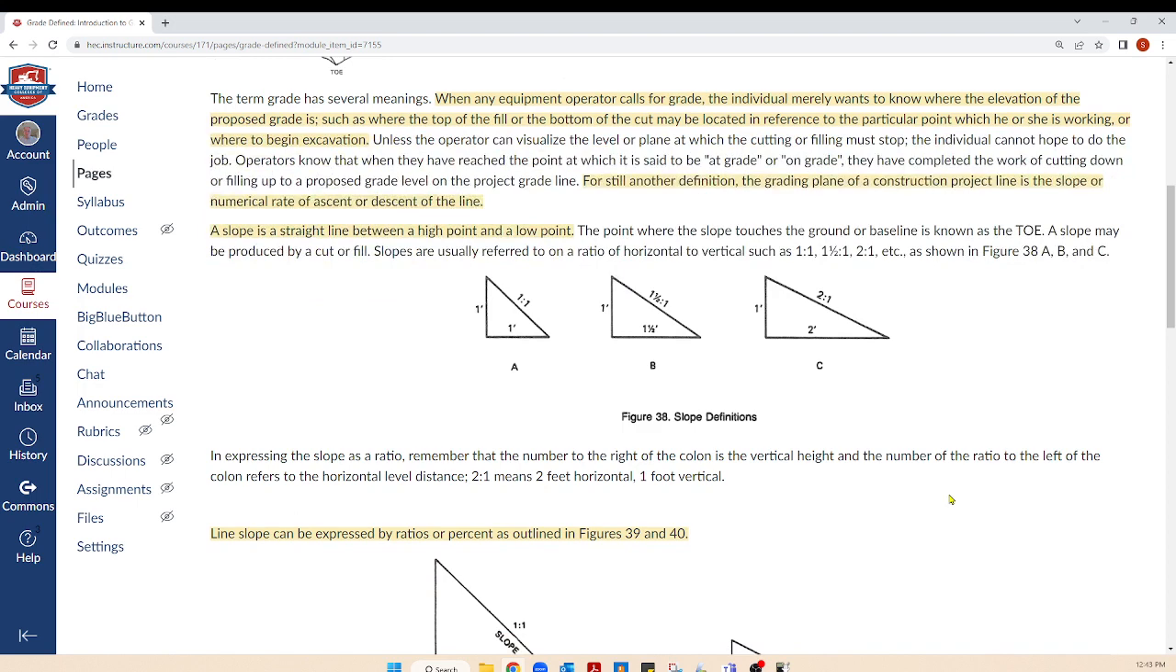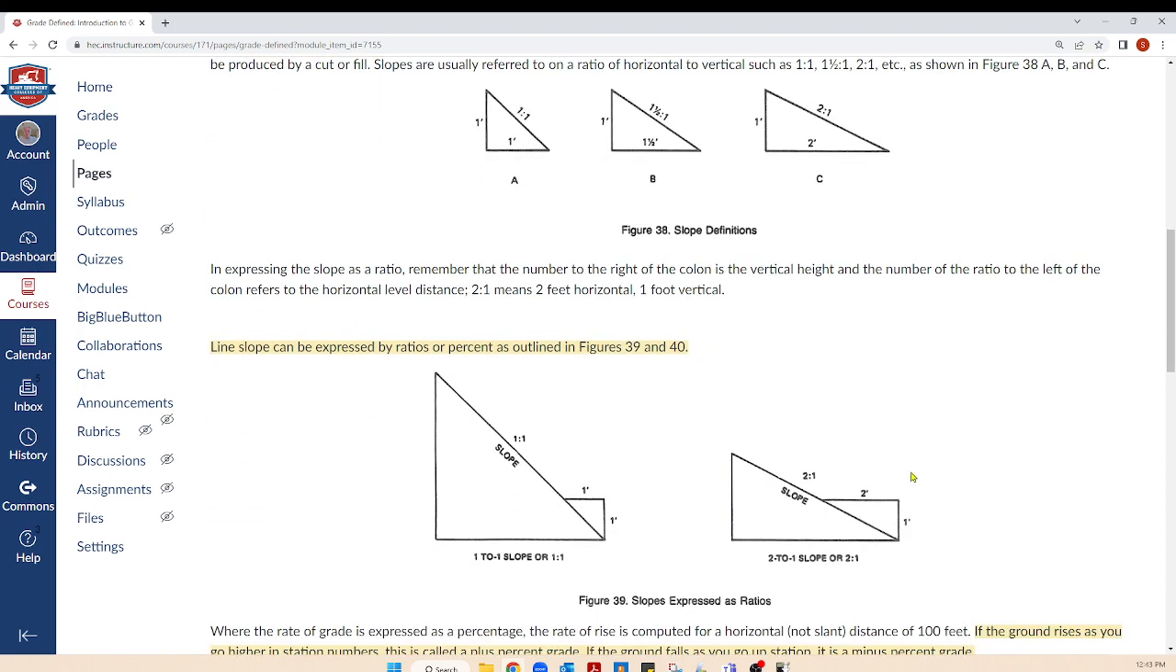Same way they calculate steps, except they use quarter inches instead of decimal equivalents. In expressing the slope ratio, remember that the number to the right of the colon is the vertical height, and the number of the ratio to the left of the colon refers to the horizontal. That is really not the way they're even showing it. 2 means it's 2 feet horizontal, the number to the left being the horizontal, and the number to the right being the vertical.